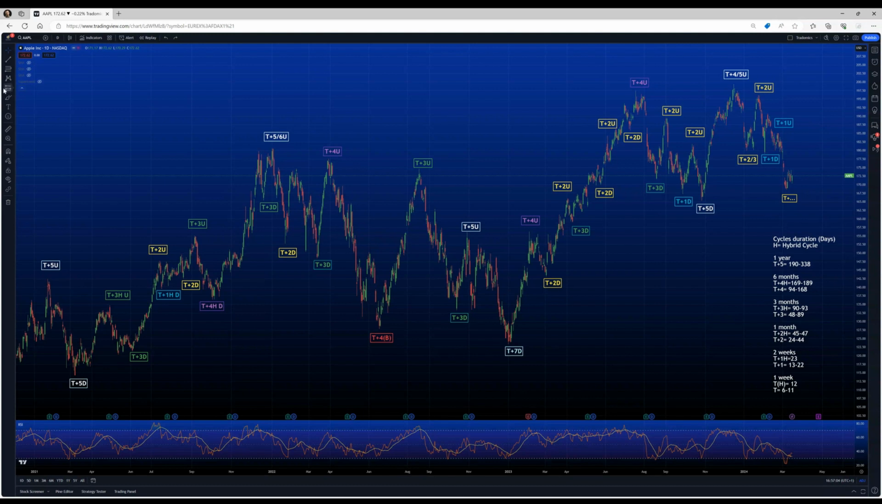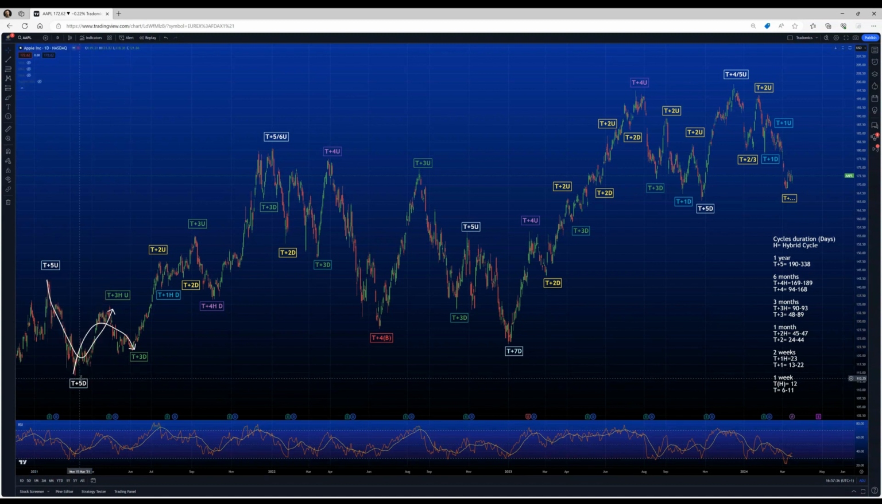When we talk about cycles, we have to define two different types: the downward and the upward cycles. So in here, the downward cycles are connecting low to low, whilst the upward cycles are connecting top to top. We can always gauge their duration. In this case, we have a T plus 3 downward cycle of 30 days, and the corresponding upward cycle here is 66 days.